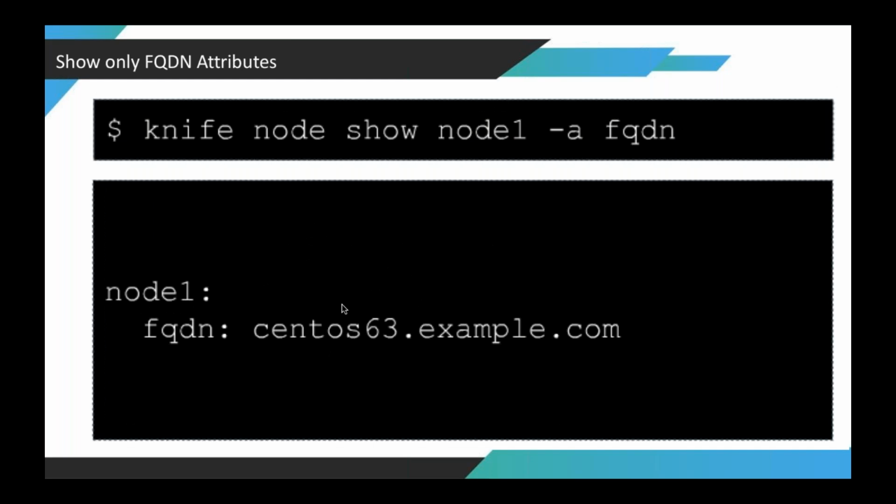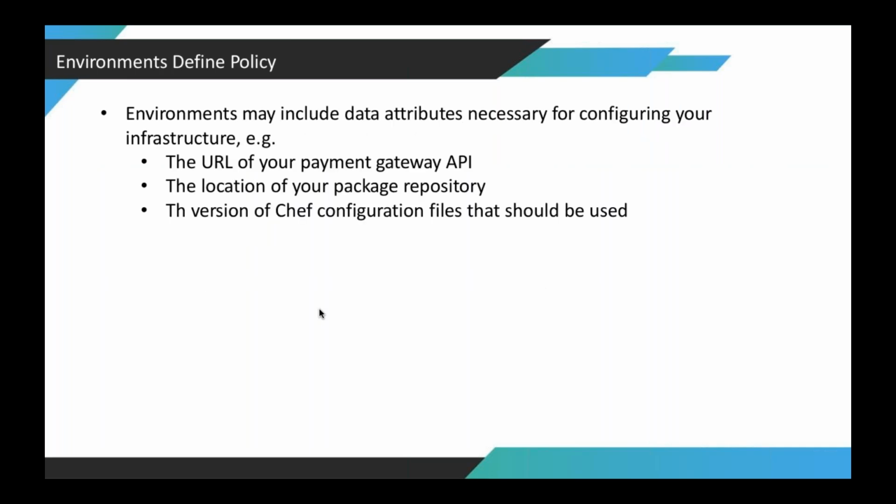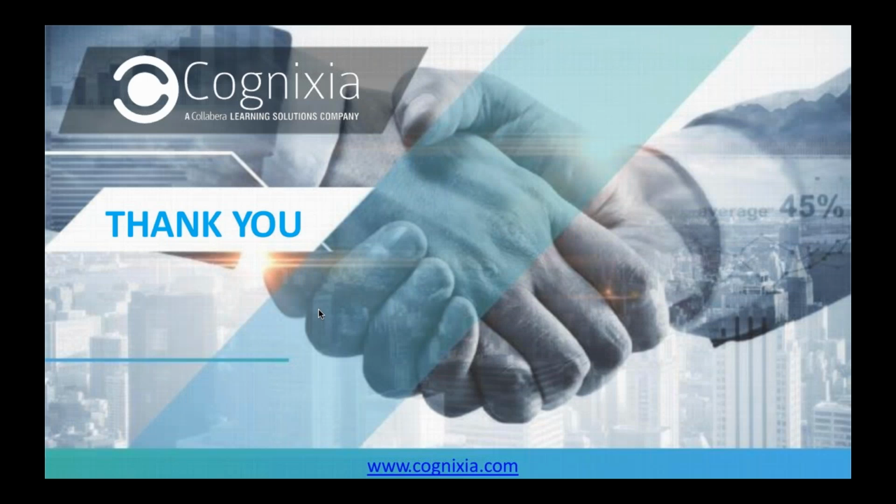Similarly, you can also gather a fully qualified domain name from the show. So you can gather any of the individual values using the -a flag. Okay, so we already talked about the different environments in Chef, like development environment, test, staging, production, and pre-production environments. All right, so that's all we have for Chef.